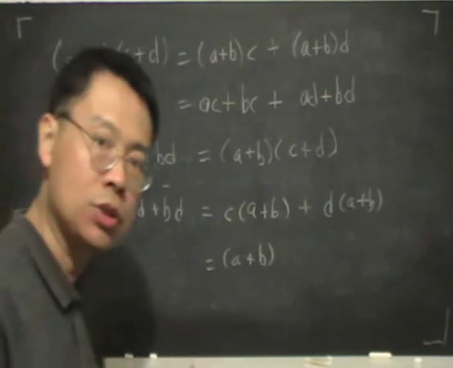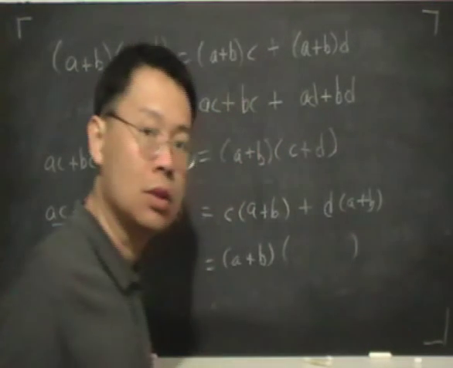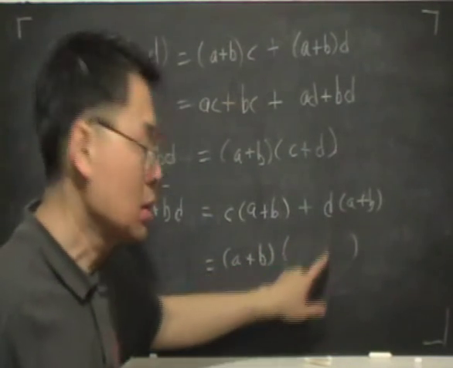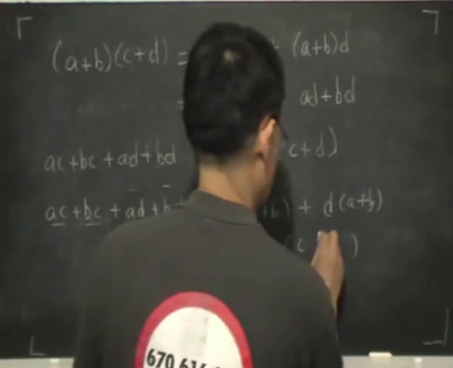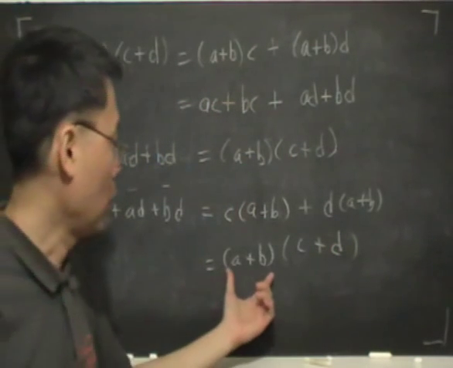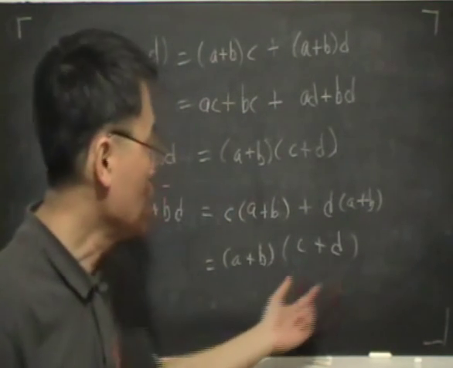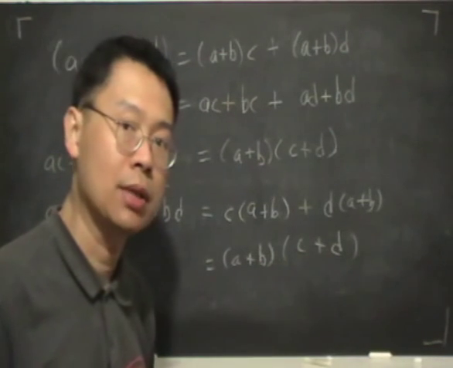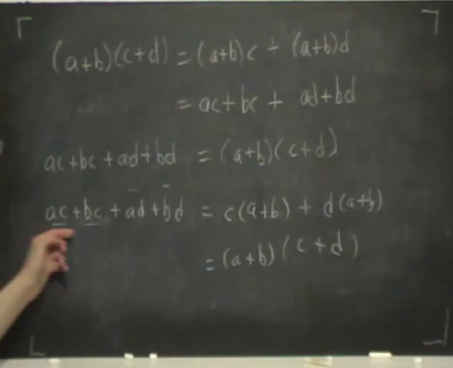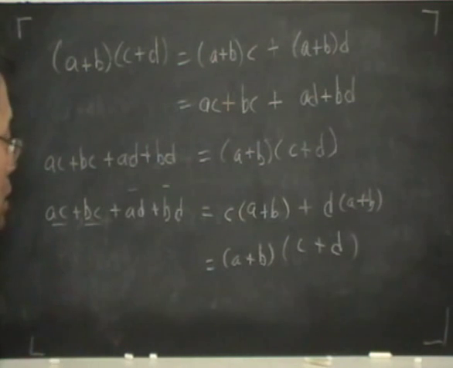Alright, we can put this common factor outside the bracket and put the remaining terms, the C and the D, inside the brackets. There, we have our factors. We have A plus B is one factor, C plus D is another factor, and they are multiplied together. This means that we have just factorized this long expression. So that's how we do it in this example.